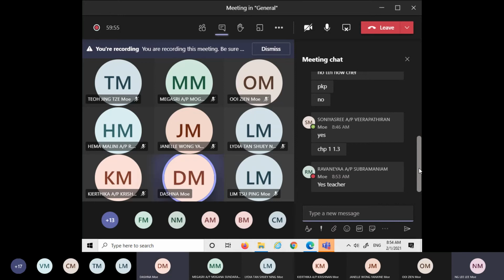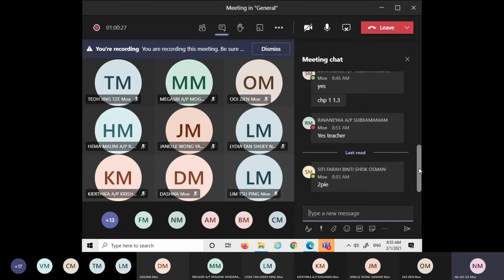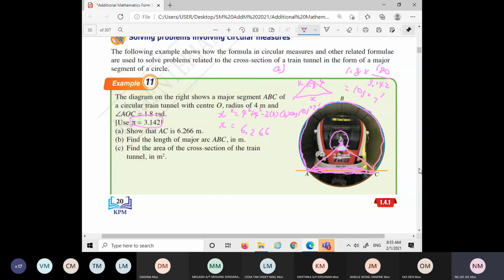4.398? Okay, 4.397? How did you get the 4.397? 360 minus the 103 degrees, then you take the number and times with radian. No, my question is, 360 in radian is how many radians? 2 pi. Someone answered 2 pi. 360 is 2 pi. Siti Farah says 2 pi. Okay, very good.